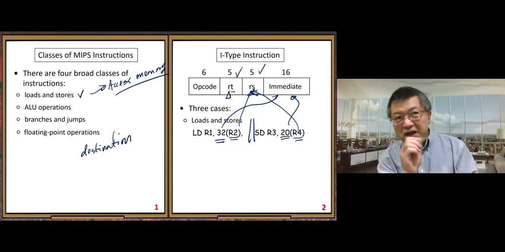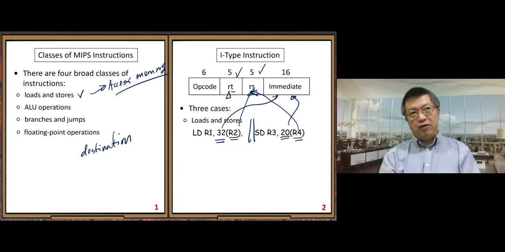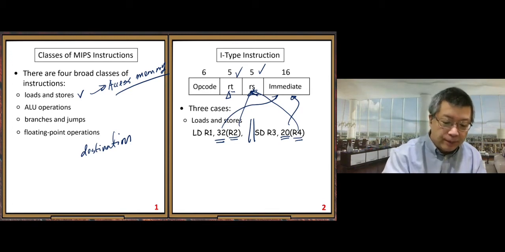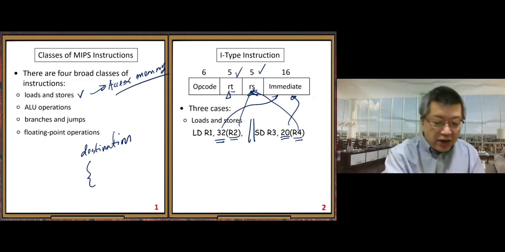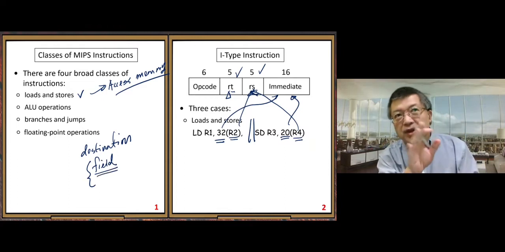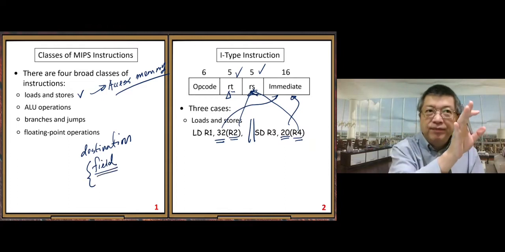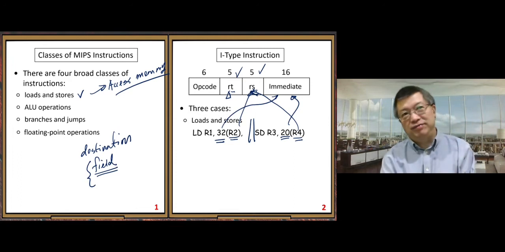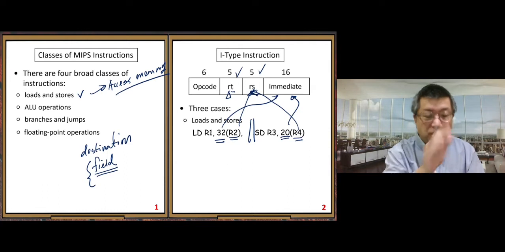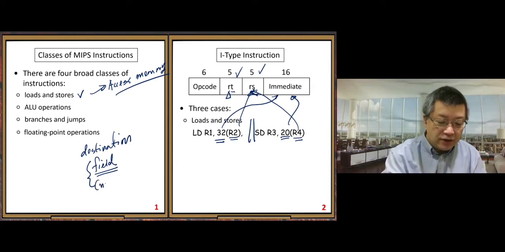When I talk about destination, try to be careful. There are 2 cases. The first, destination field: you have a field that is the destination. The second, destination but no field: you have a destination but no field.